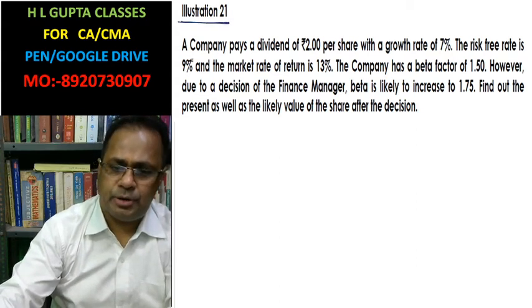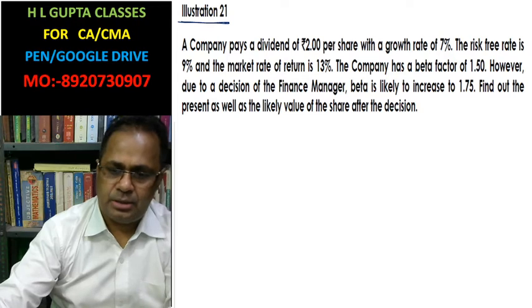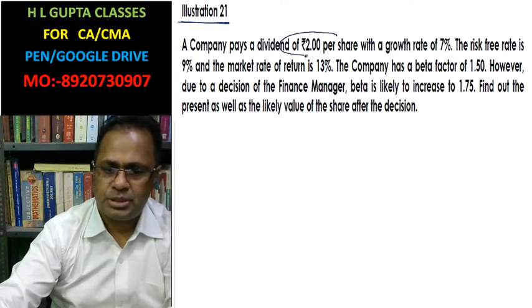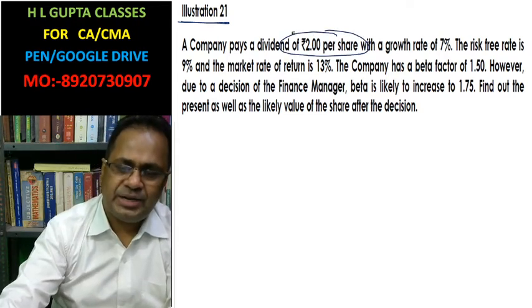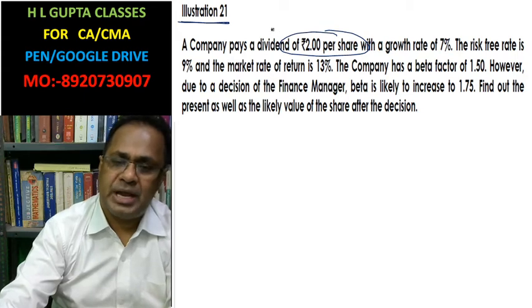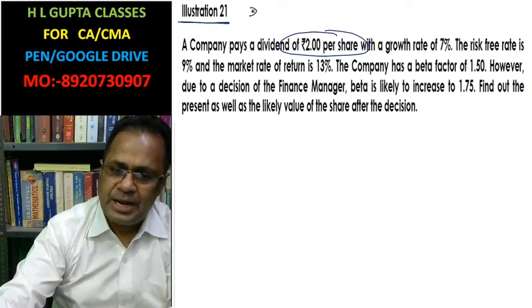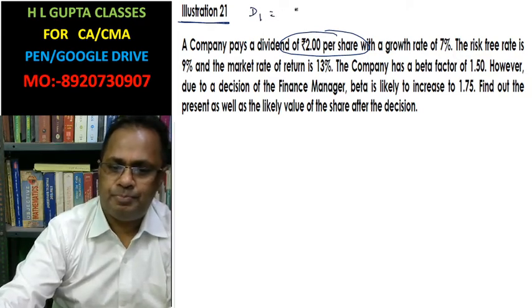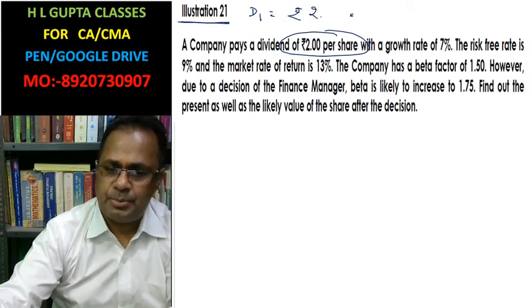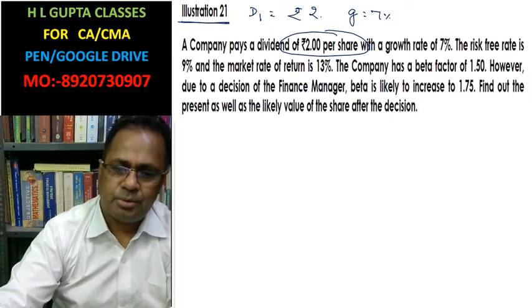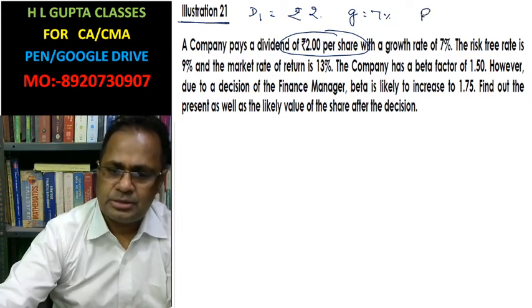Illustration number 21. A company pays a dividend per share. Whether it is expected or not depends upon you. It is assumed that this is D1, Rupees 2, with a growth rate of 7%, G equal to 7%. The risk-free rate of return is 9%.